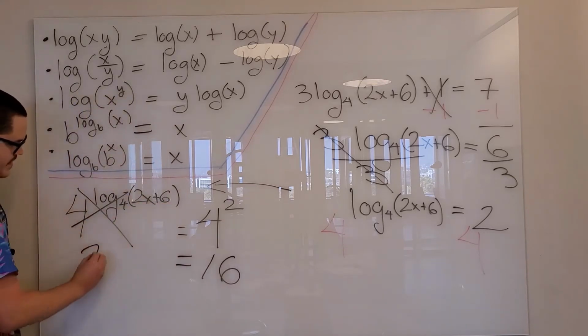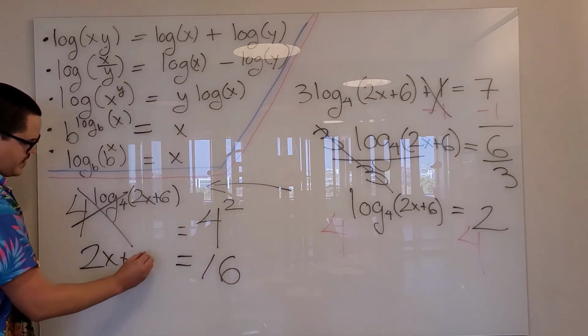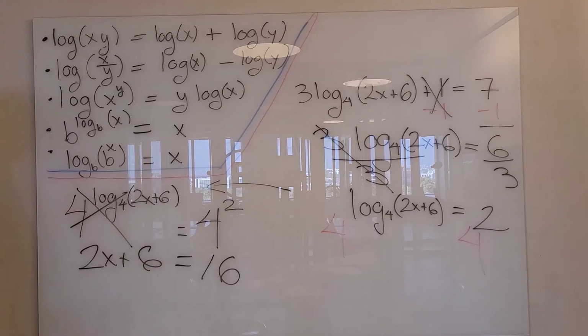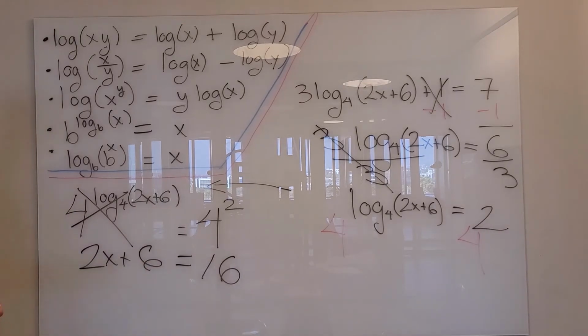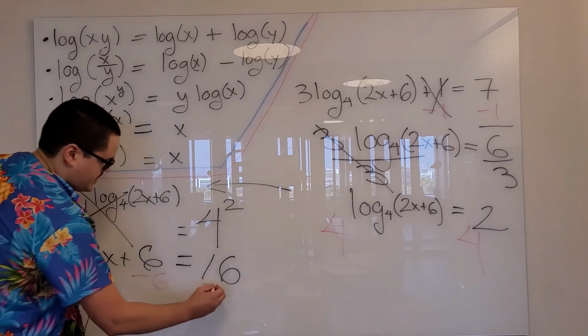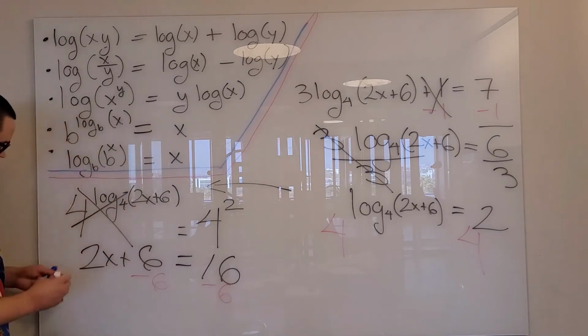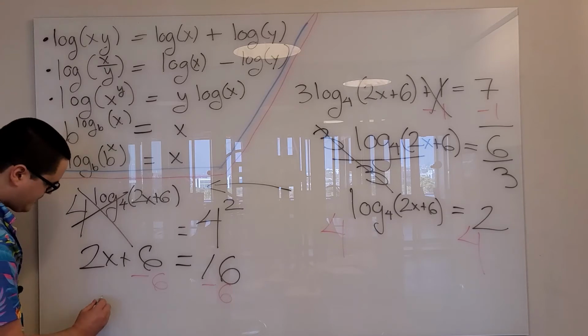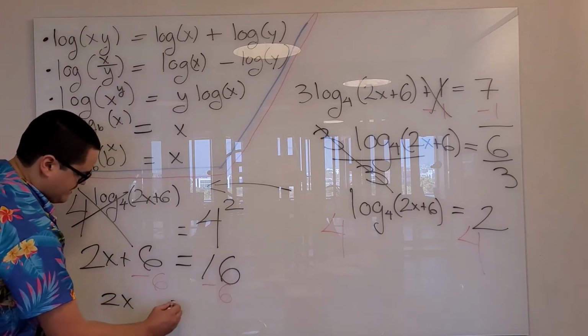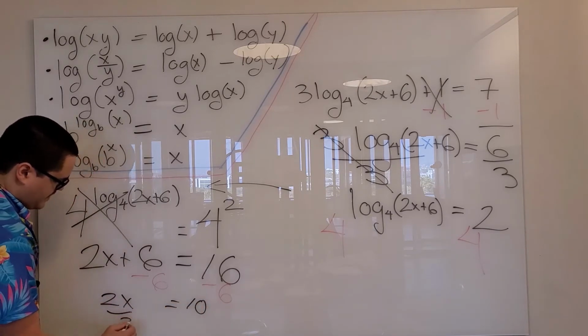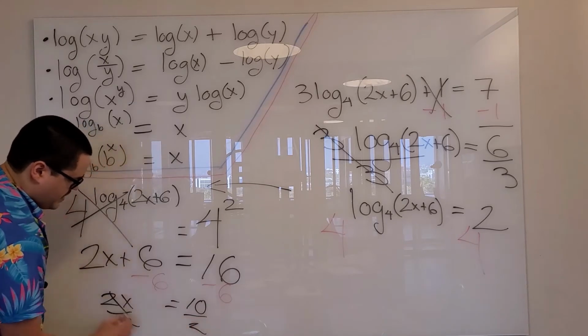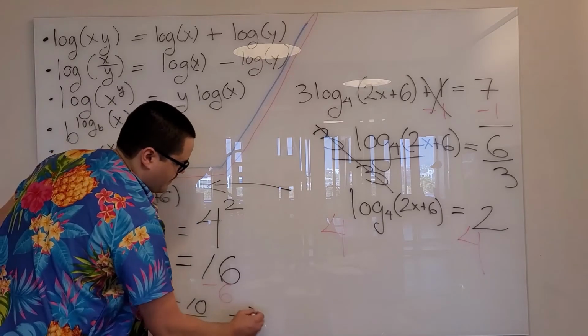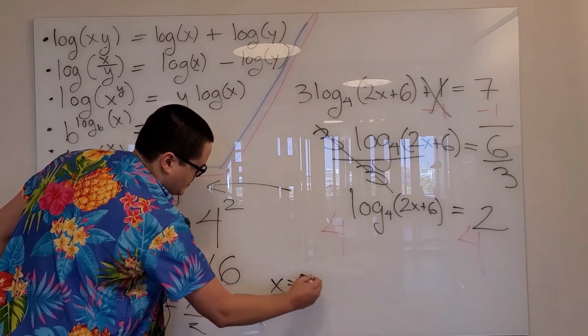So this drops down. We have 2x plus 6 equals 16. Okay, now this is an easy algebraic equation to solve. Subtract 6, 2x equals 10. Divide by 2, x equals 5 is our answer.